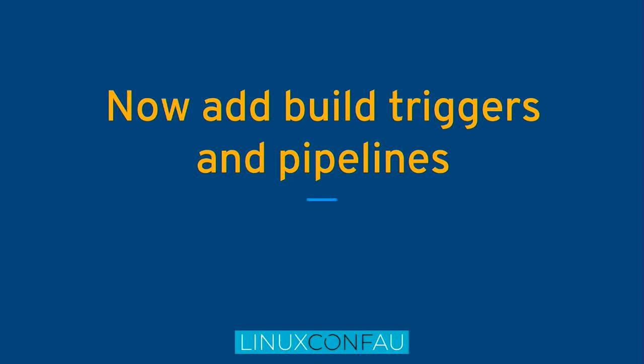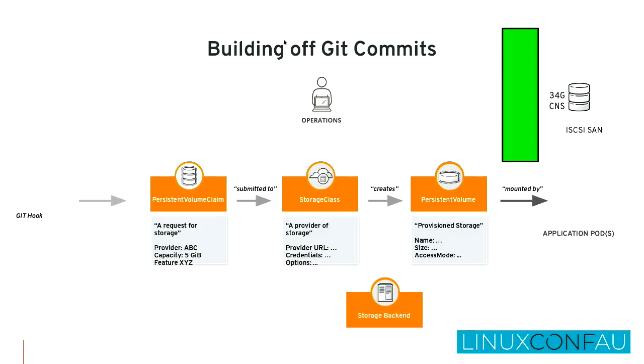Now, if we're dealing with this in a proper environment where we've got build pipelines and we've got triggers running off our Git repository. Try animating this in Google. It's interesting, right? But here we go. We've got an application pod. It runs, it gets mounted. We get a new application workload because we're running off triggers.